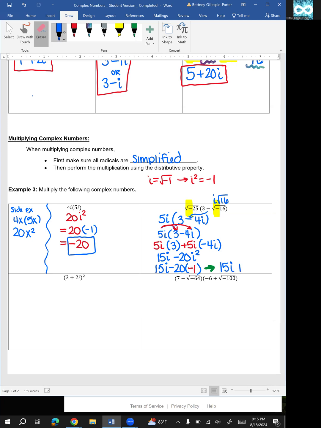And that means that we're going to wind up with 15i plus 20. Now, technically, you can leave it like this, or if you want to be a stickler and write it in a plus bi form, you're going to write it as 20 plus 15i. Either one of these is fine. Just know that most books will rewrite it so the i comes second.